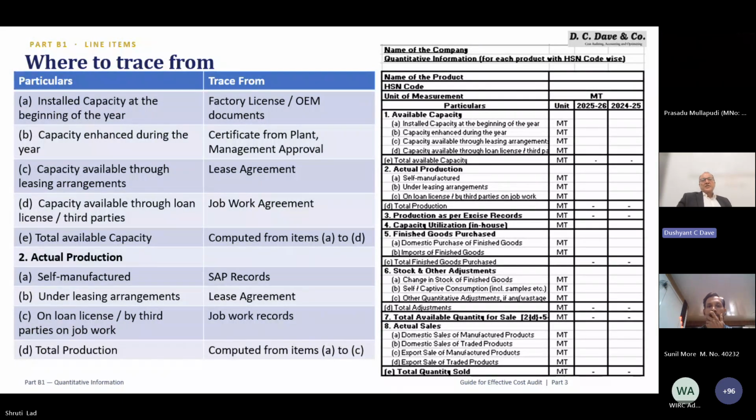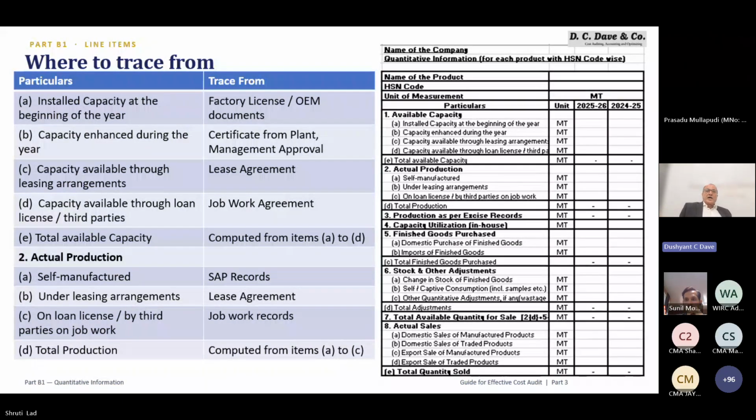SAP records. And you can do a little test check on SAP records, where SAP records get it from. SAP records are also derived out of some original document. And what is the original document? It is the production report which is prepared in the factory. Daily, when there is production happening, there is a production report. And currently, if the company has a fully integrated SAP system, then the entire production is recorded in the SAP itself.